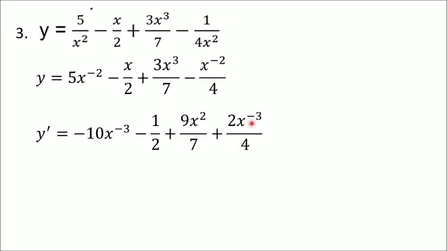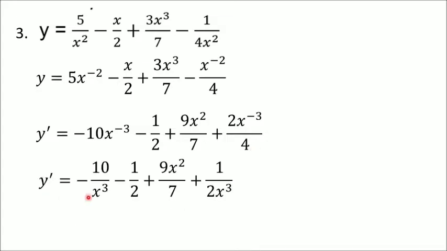And then, the negative exponents, because the given is reduced to simplified form, the final answer should be the same. This negative 10x to the negative 3, we make it positive 3 by putting that back to the denominator. Same with this x to the negative 3 here. Okay? We put it in the denominator to make it positive. So, the final answer is this one.